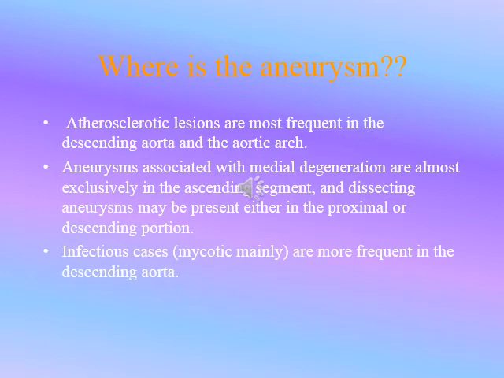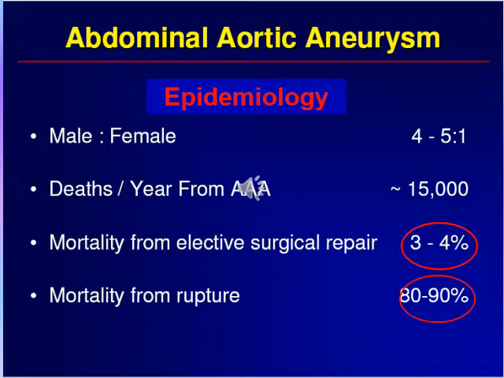So where can we see an aneurysm in the thoracic aorta? Usually, atherosclerotic lesions tend to cause aneurysms in the descending aorta or in the distal part of the arch. Aneurysms associated with degeneration of the medial layer, as in Marfan syndrome or Ehlers-Danlos, are seen almost exclusively in the ascending segment, and even affecting the valve annulus, which might need repair or replacement of the valve itself. Finally, infectious causes, as we mentioned, infective endocarditis, mycotic aneurysm, syphilitic or TB, these uncommon cases will frequently be seen in the descending aorta. What is the epidemiology of abdominal aortic aneurysms?